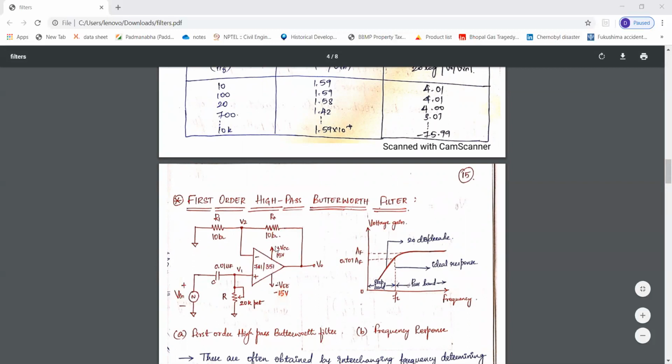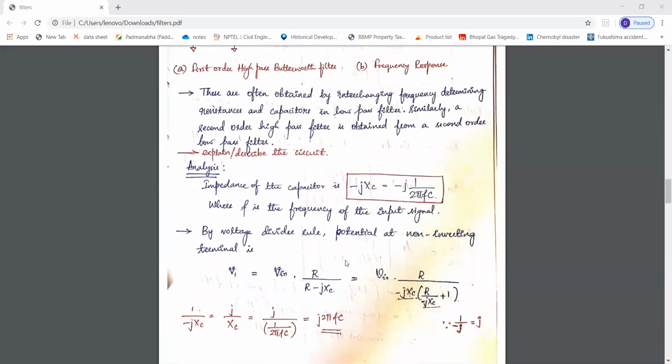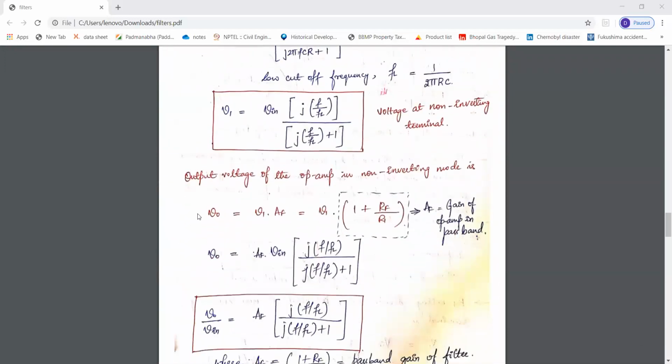So here the output voltage V0 will be equal to gain times the input signal V1, that we found out initially by applying the voltage divider rule. So V0 will be equal to gain times V1. V0 will be equal to gain is AF, input voltage is V1. So gain, since it is a non-inverting configuration, will be 1 plus RF by R1.